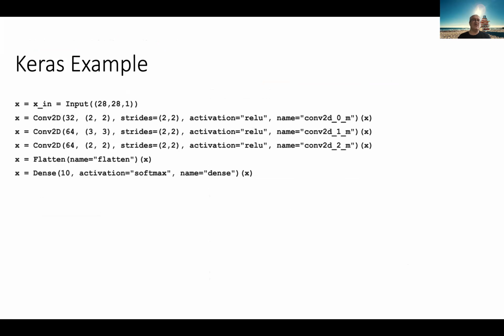So how do you use QKeras? For example, if you have this network here in Keras, you can see the input is an image, a black and white image, and then you apply those 3 convolutional layers. You flatten and then you just do a dense layer.